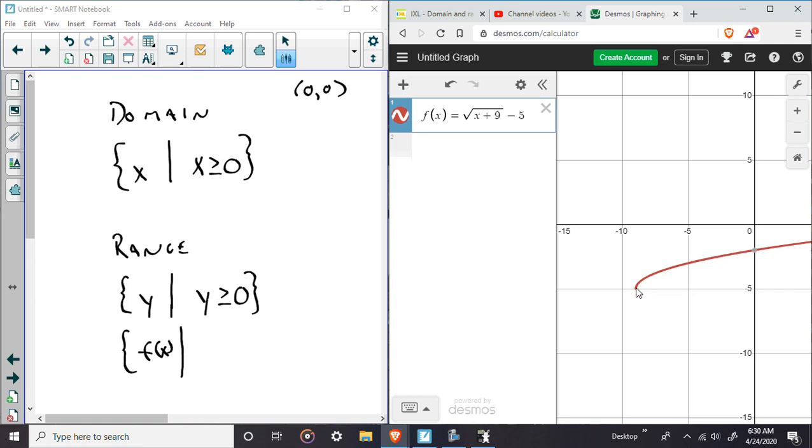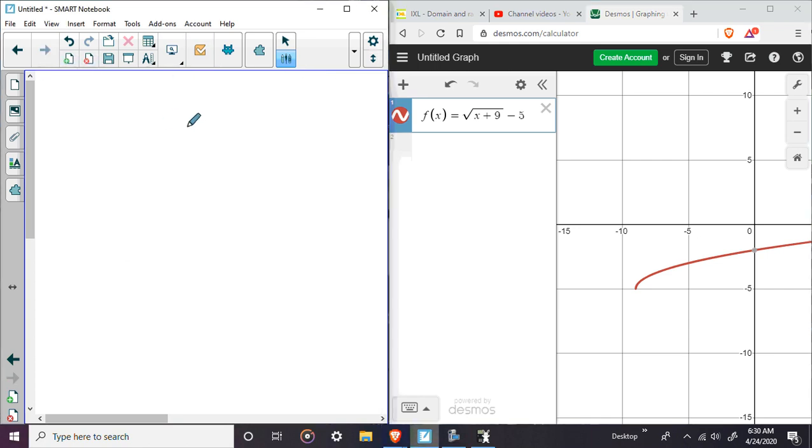Where does it start now? It starts from -9, -5. So again, your domain and range both start from different points. They start from -9 and -5. But again, it's still everything bigger than that in the x direction and everything bigger than that in the y direction. So we would say our domain, again, the set of x, start right there.